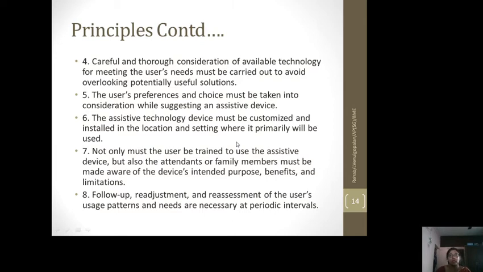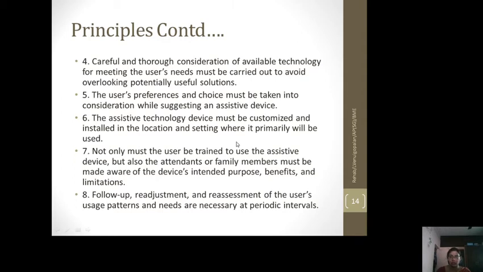So the user's preferences and choice must be taken into consideration while suggesting an assistive device. Like I said, if the person is not technologically advanced or doesn't like technology, we shouldn't enforce a sophisticated device on them. If they like something that is simple, just a button-operated one, we should suggest that to them. That's what they mean to say.